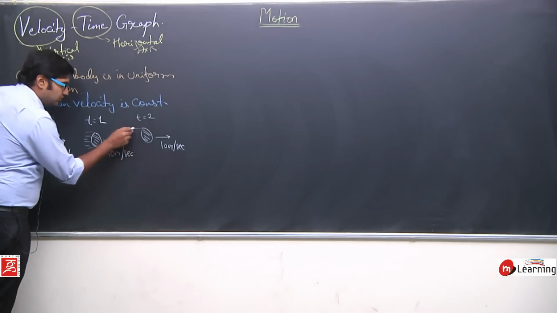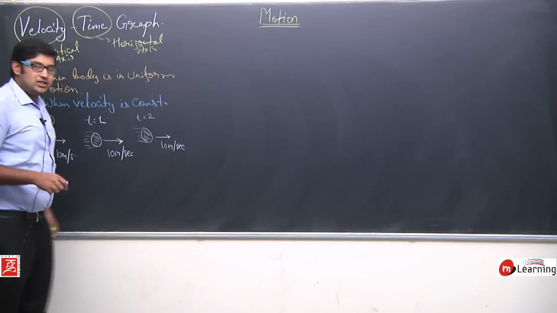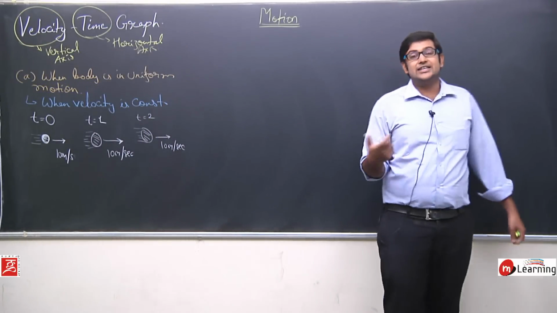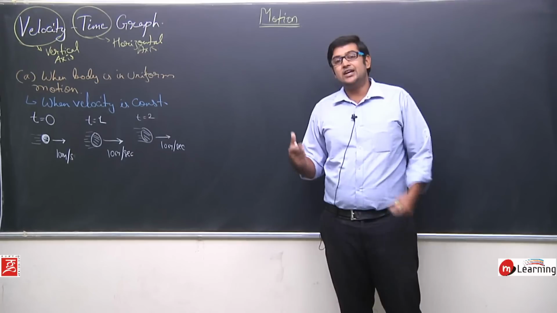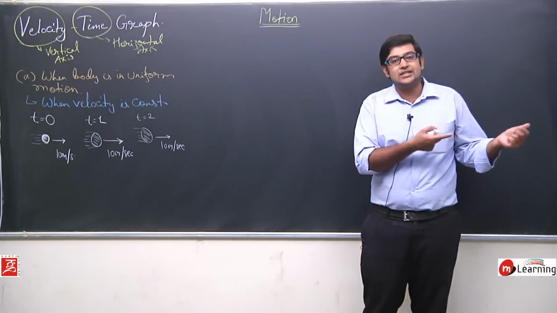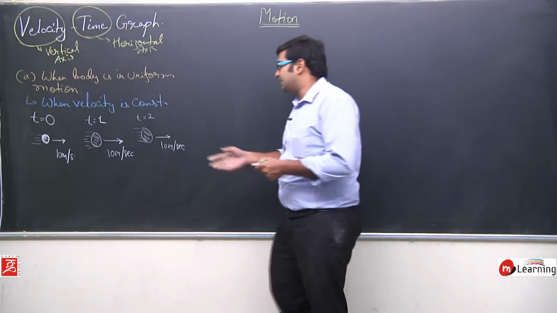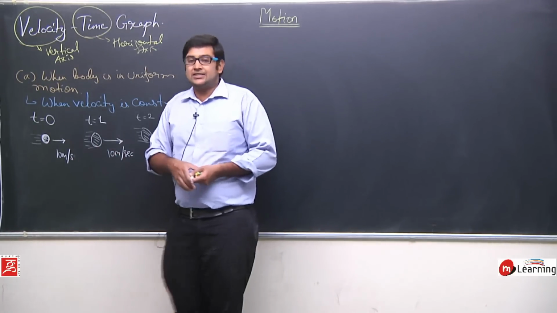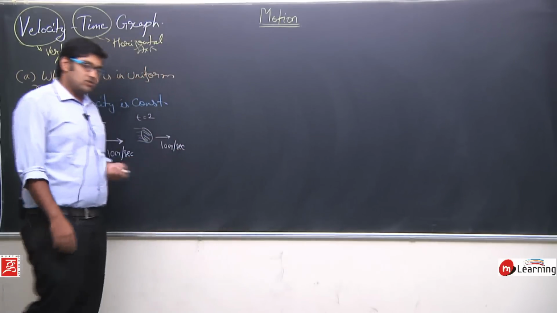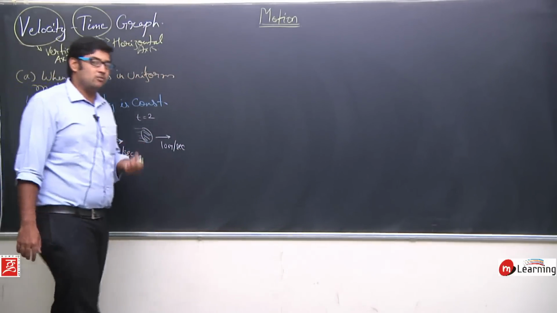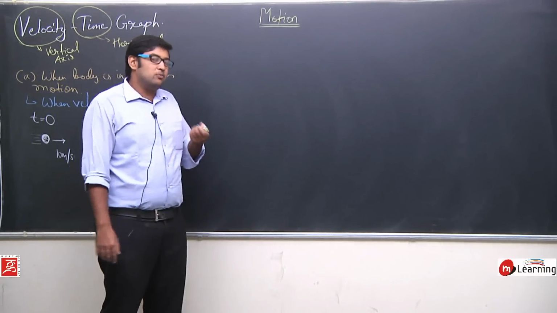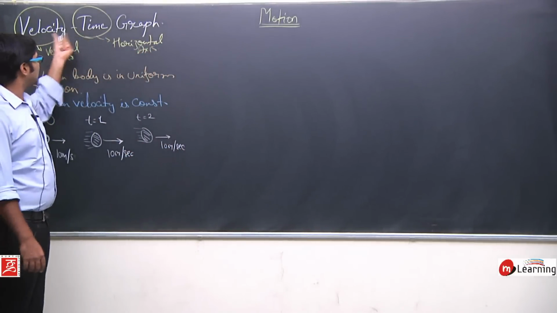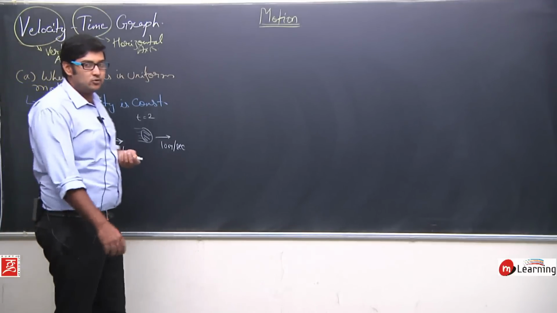So what you can see, the speed of the ball and the direction of the ball is not changing with time. It is continuously moving in the same direction and also moving with the same speed. There is no change in the speed of the ball. So that's why we call it constant velocity, or we can say it's a uniform motion. So let's try to plot the velocity time graph of this type of motion.